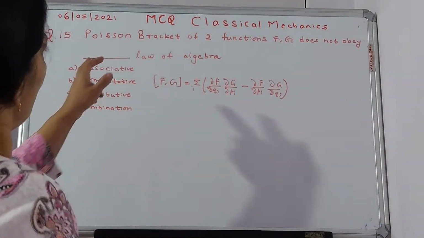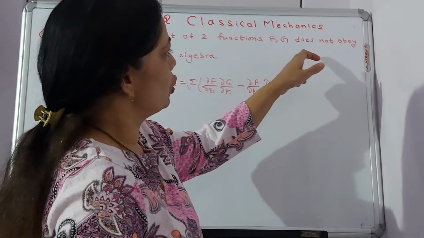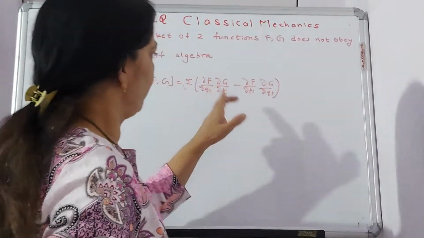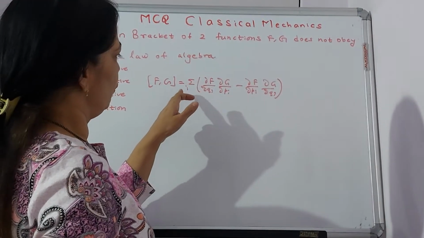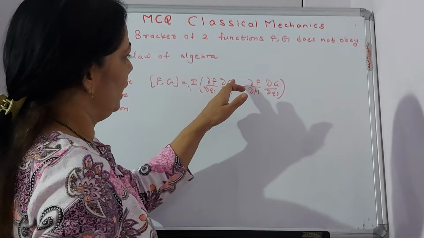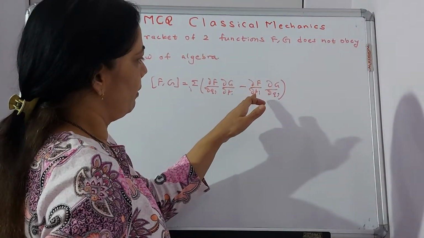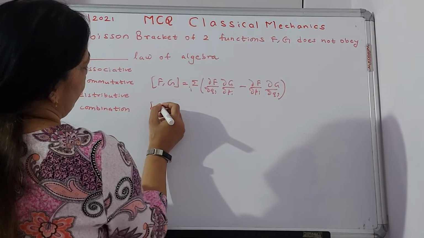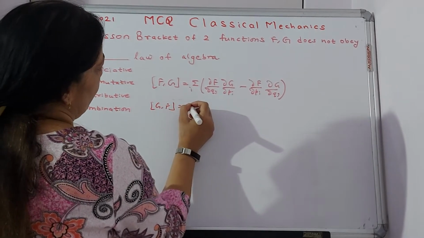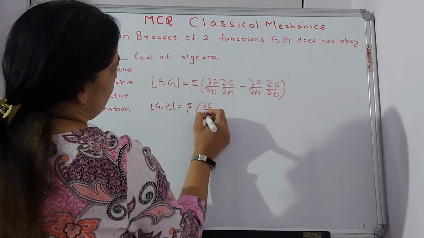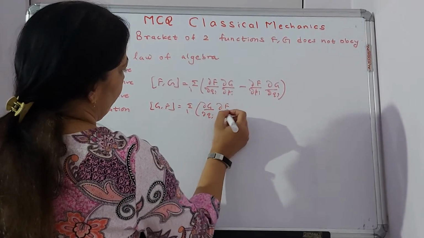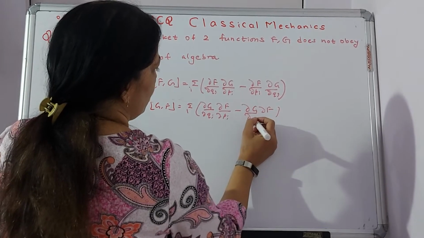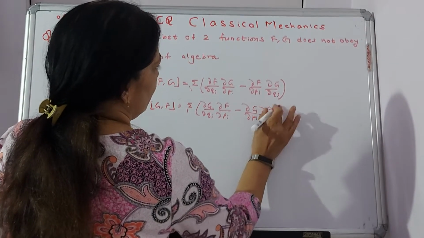Next question is Poisson bracket of two functions f and g does not obey dash law of algebra. Now to do this, we'll have to first write the definition. So this is my definition. Poisson bracket of f comma g is summation over i del f by del qi del g by del pi minus del f by del pi into del g by del qi. If at all I write exactly opposite, suppose I write first g and then f, what will I get? I get del g by del qi del f by del pi minus del g by del pi del f by del qi.